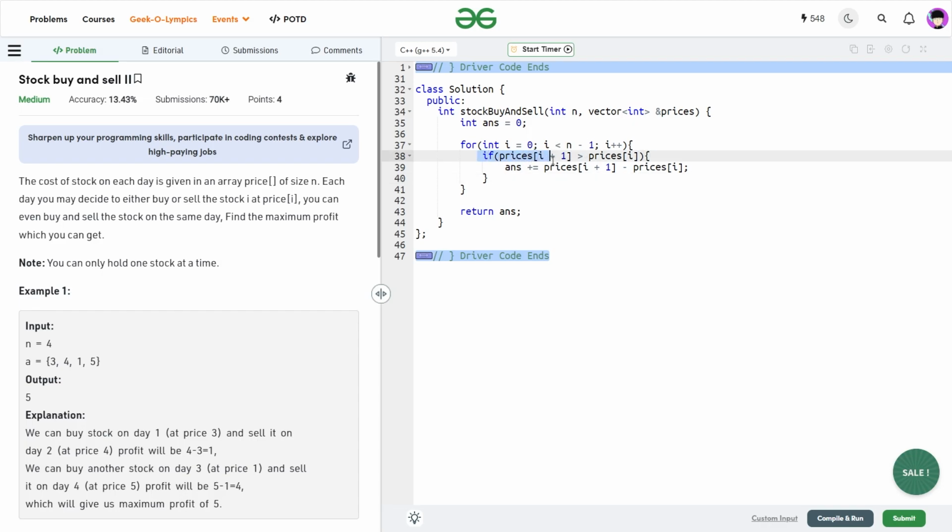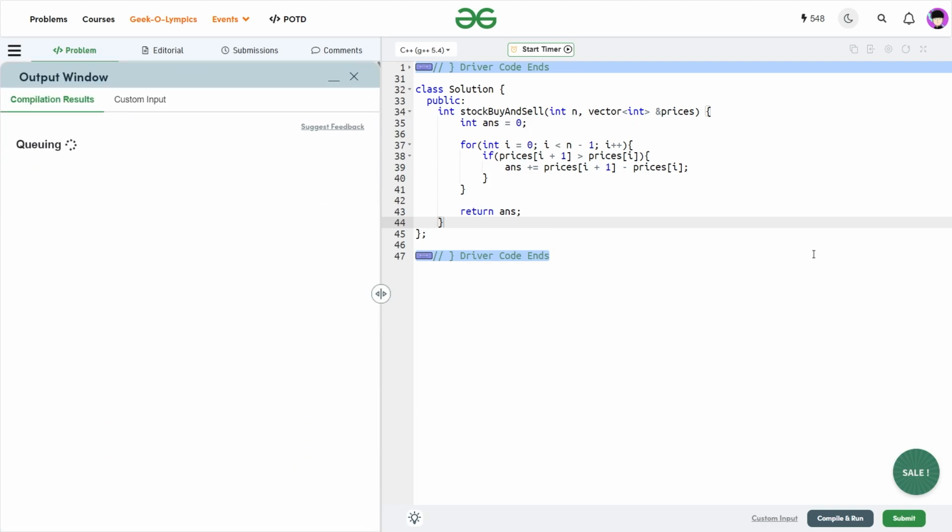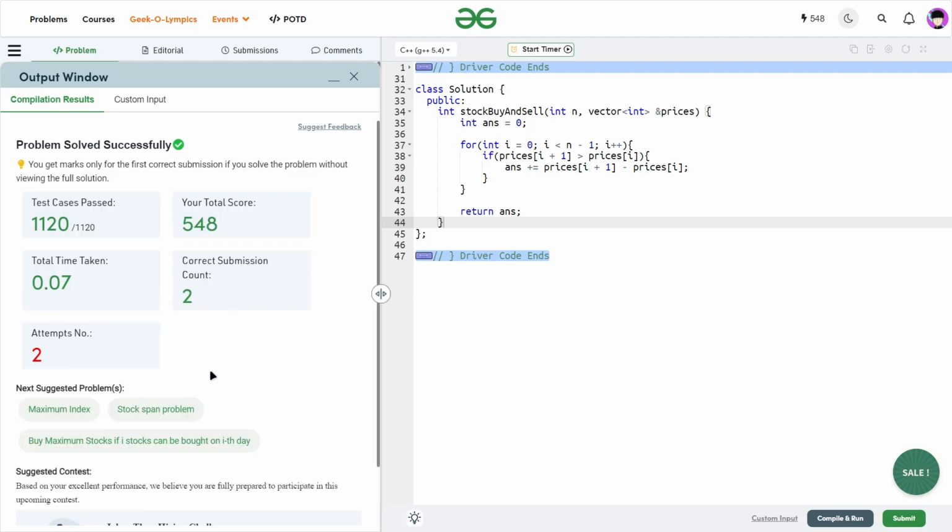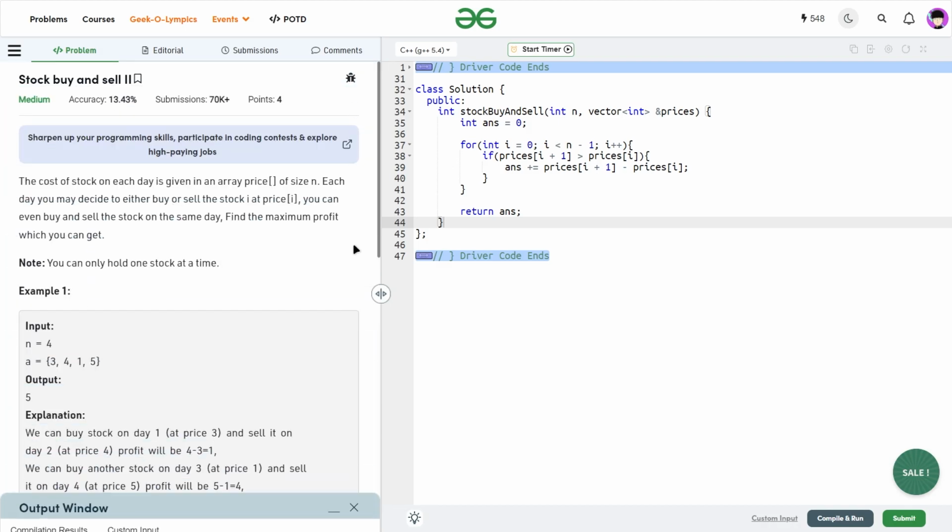So I just check if prices of I plus 1 is greater than prices of I. That means I can make a profit by buying today and selling tomorrow. In that particular case, I'll add that particular profit to my answer. Otherwise, I do nothing. And then at the end, I can just return my answer value. So this would be the approach of the whole problem. Now let me just show you by submitting this code that this particular approach works. So you see that it passes all the test cases and this approach is absolutely correct.